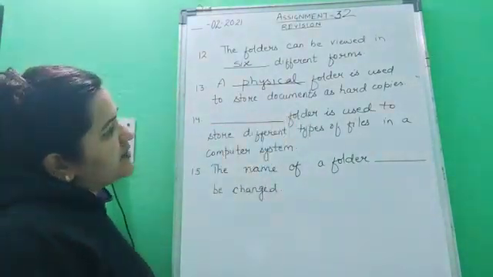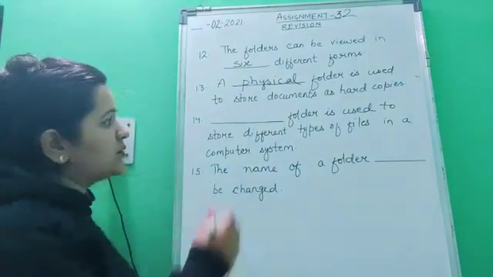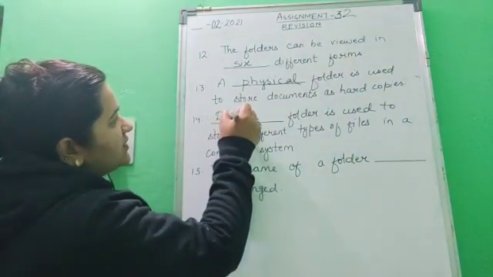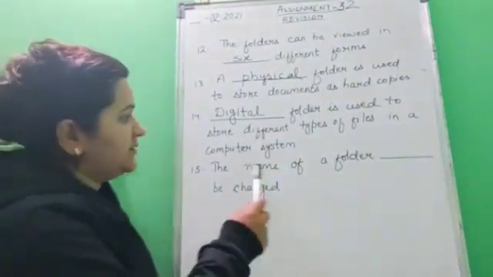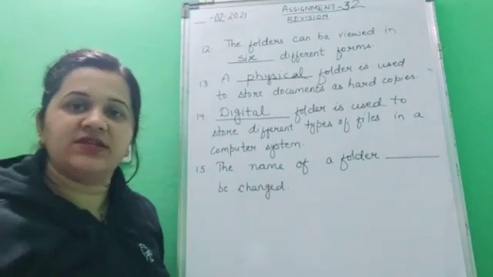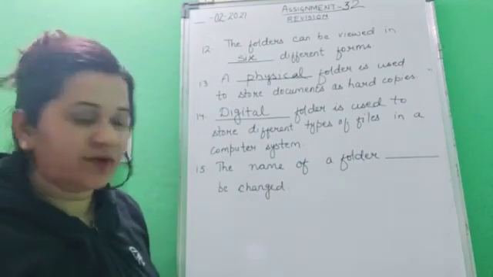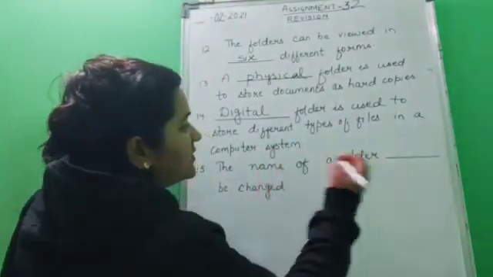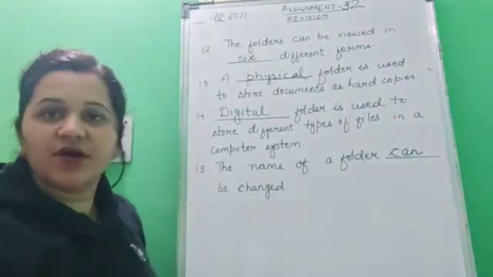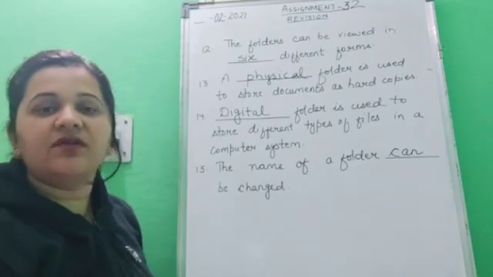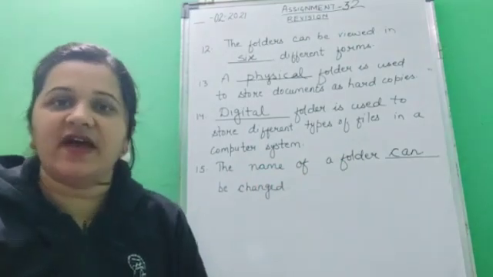Dash folder is used to store different types of files in a computer system, and this type of folder is present in computer system also. So these folders are what? Digital folders. Now point number 15, the name of a folder dash be changed. Now children, we can change a folder name with the help of rename option. Okay, so write down the name of a folder can be changed. You do not write cannot, because we can change a name of a folder on computer system. Okay, that process is known as renaming a folder.